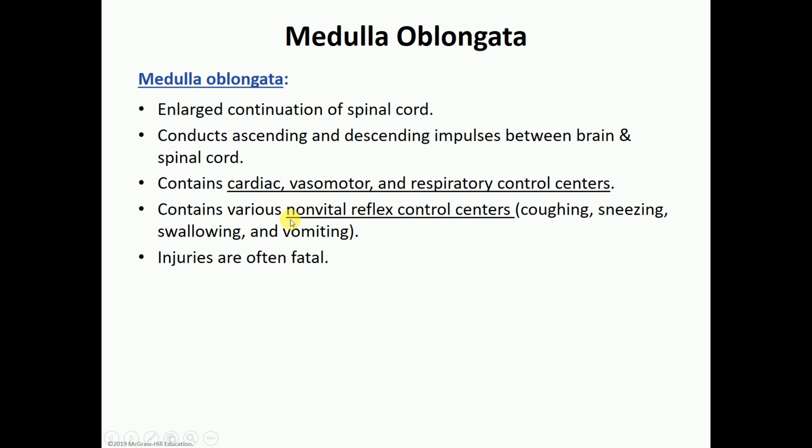We also have non-vital reflex control centers, so other things that we do as a reflex, but they are not considered vital signs. For example, coughing, sneezing, swallowing, and vomiting.